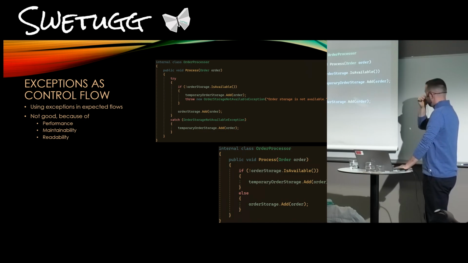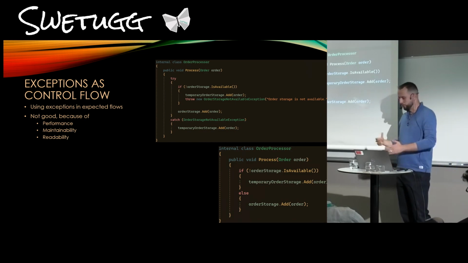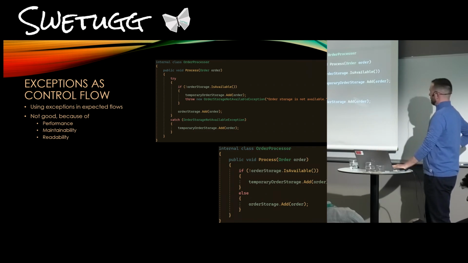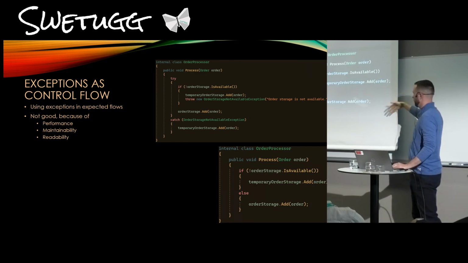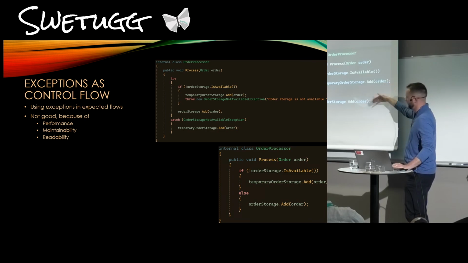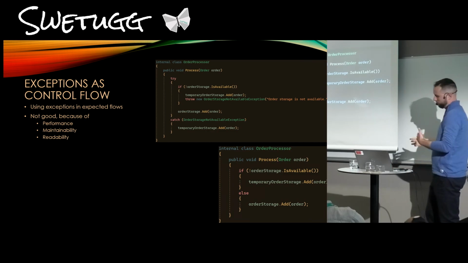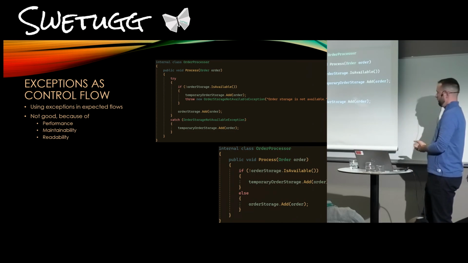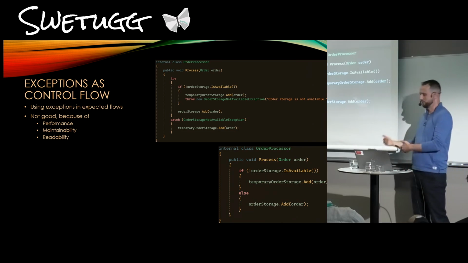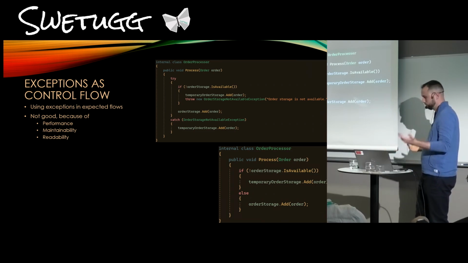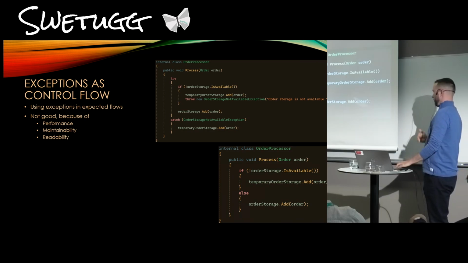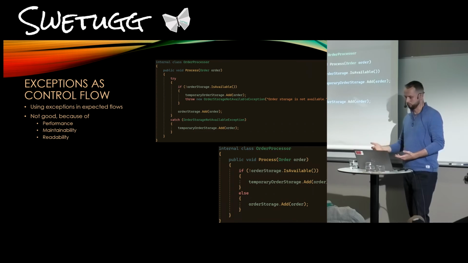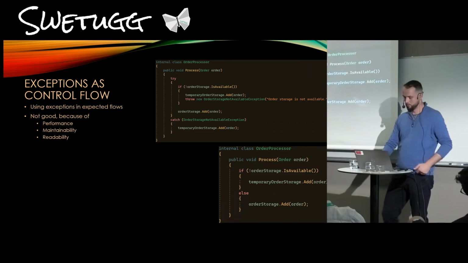So generally, you should always think whether there is some other solution to solve things. For example, here you can just ask if the order storage is available, and if it's not available, you put it to the temporary order storage. If it's available, you put it to the order storage. Same for the validation. If you get some request from the front end, you can validate, and if it's not valid, you return some bad request, for example. You don't have to solve it with exceptions. You can just check, and if the preconditions are not satisfied, you return a bad result or whatever.